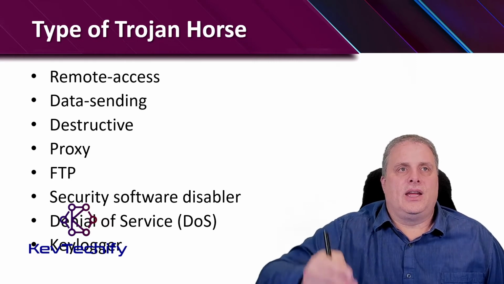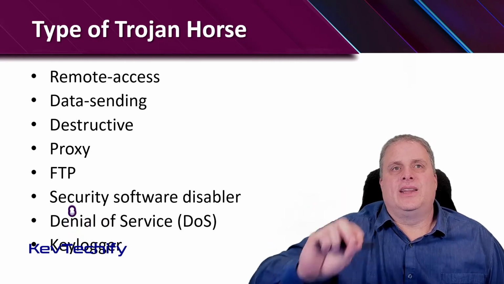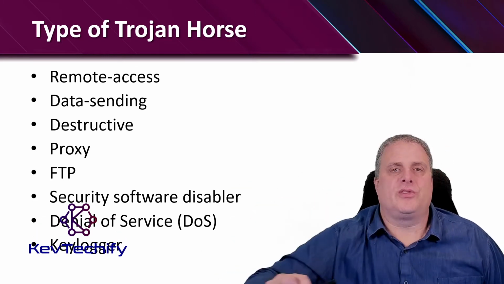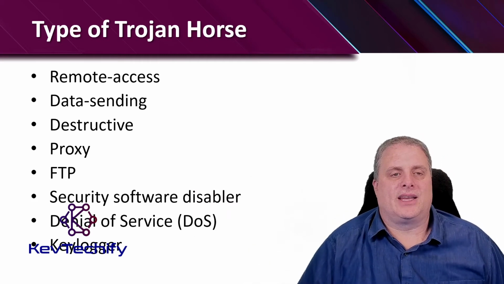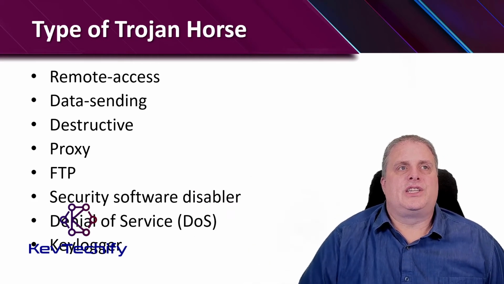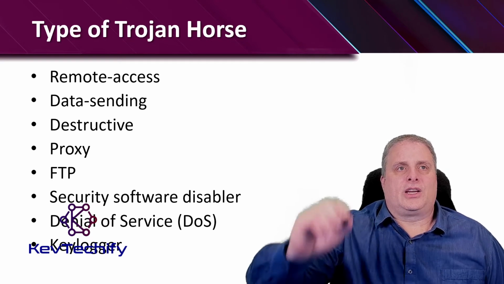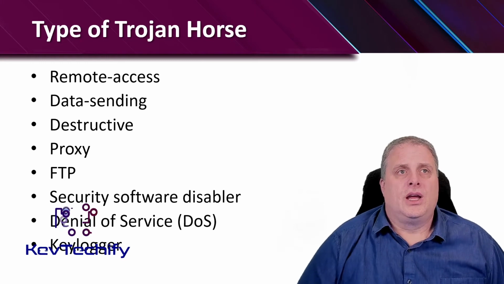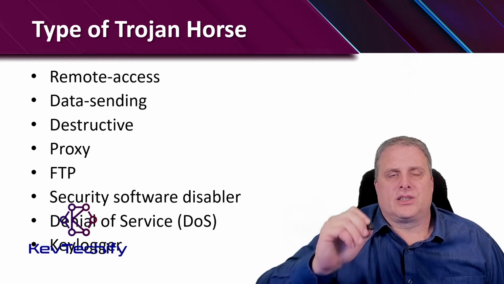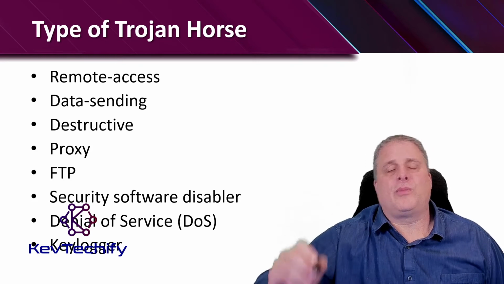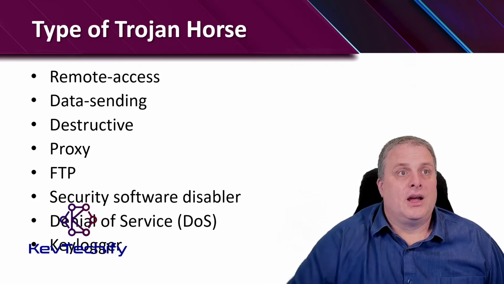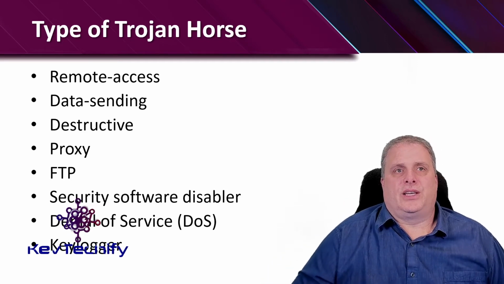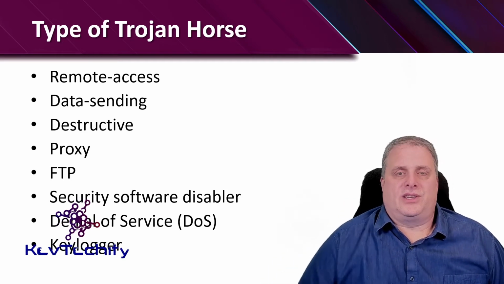Data sending is where that Trojan horse grabs data and then sends sensitive data like passwords, email addresses, or personal information to a specified place on the internet. We have destructive Trojan horses, which corrupt or delete files. We have proxy Trojan horses, which use the victim's computer as a source device to launch attacks and perform other illegal activities. We have FTP Trojan horses, which enable unauthorized file transfer services on end devices.